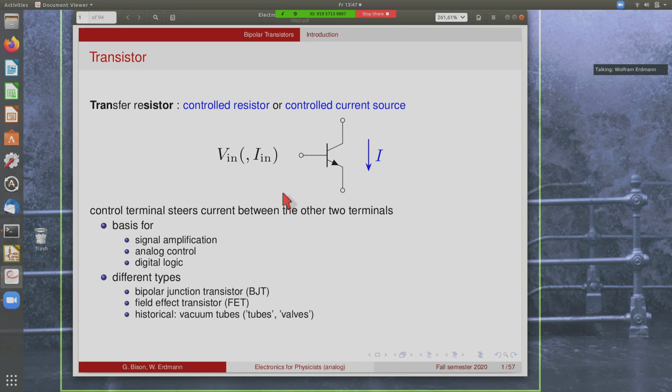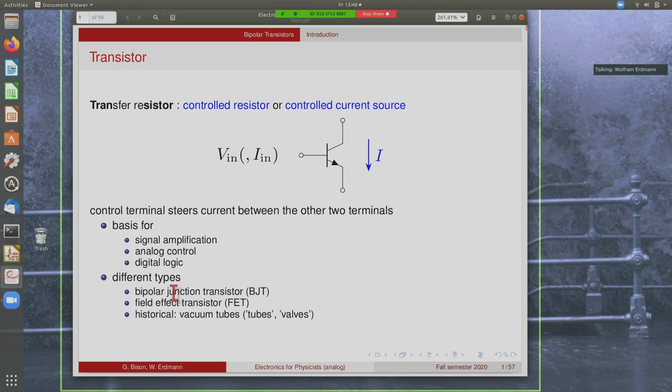So the word transistor is an artificial word. It stands for transfer resistor because it's somehow a resistor that is controlled by an external voltage, or it can also be viewed as a controlled current source. So basically with one terminal we can control the current that flows through the device, and we'll see later how that works. And this is then the basis for a lot of things like signal amplification, analog control of devices, but also digital logic, although today the type of transistors that we discuss today is not used for digital logic anymore.